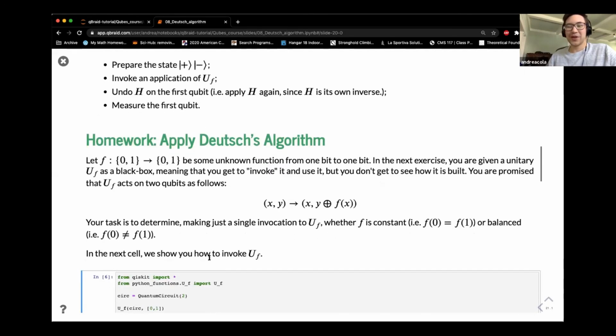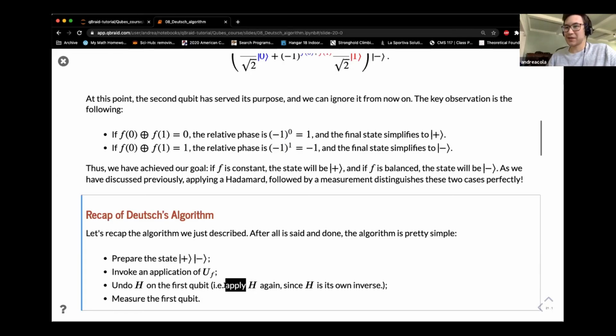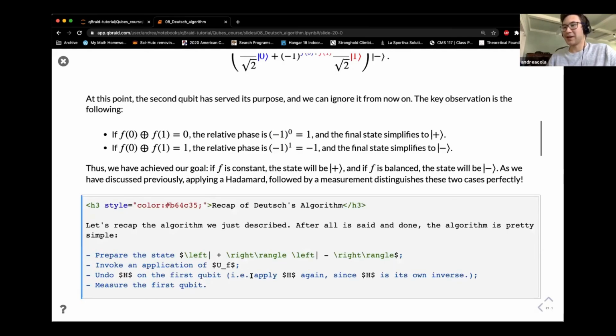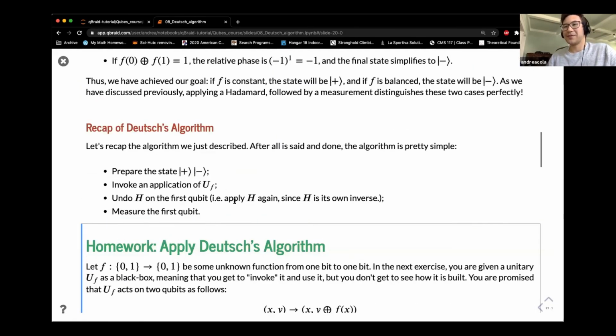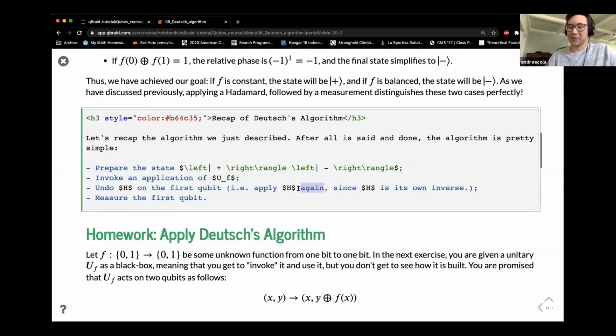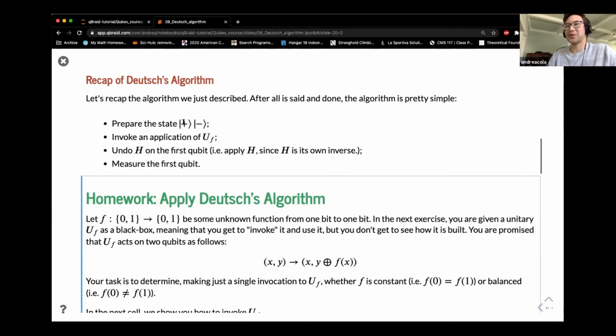Okay, are you supposed to apply H twice? No, in the third step you apply H only once. Yeah, sorry, I think that this is not super clear. What I meant is, you undo H, which is the same as applying H. I shouldn't say again. Because we applied it in the first step, when we prepared the first qubit in the plus state.